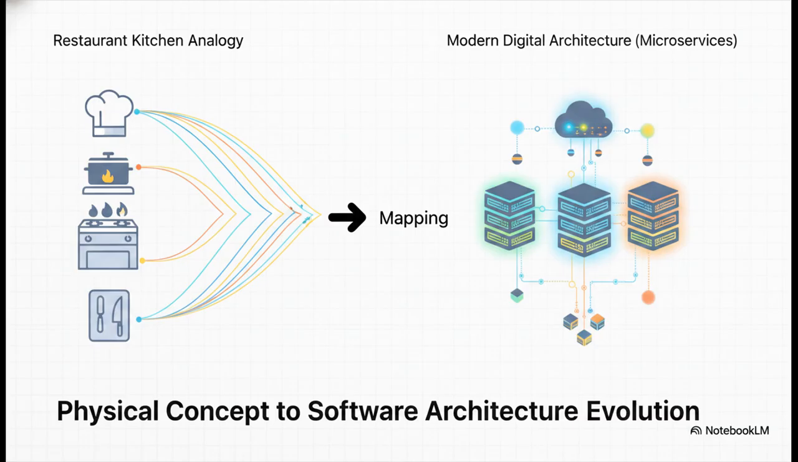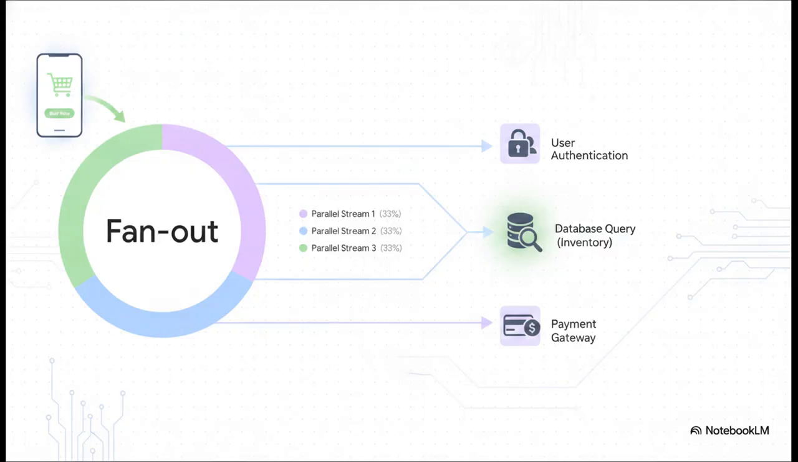We can easily take this simple kitchen analogy and map it directly onto the complex world of software architecture. When we're talking about huge cloud applications today, those separate cooking stations, well, engineers actually call those microservices. Let's break that down. So, in a real digital environment, say you click Buy Now on your favorite shopping app. Boom, that single user request is instantly split into 3 separate streams. One microservice handles user authentication, another simultaneously runs a database query to check inventory, and a third talks to the payment gateway. One request just fanned out into 3 parallel streams.